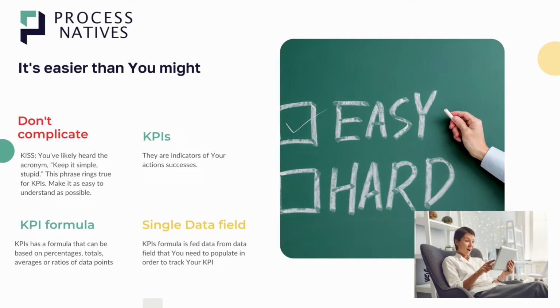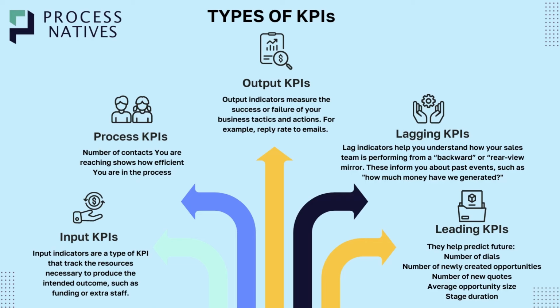What it means is you simply need to know if that contact attended the webinar. So you could choose for that purpose a single choice field with yes or no answer and name it "Did contact attend webinar A?" There are 5 different types of KPIs: input, process, output, lagging, and leading KPIs.